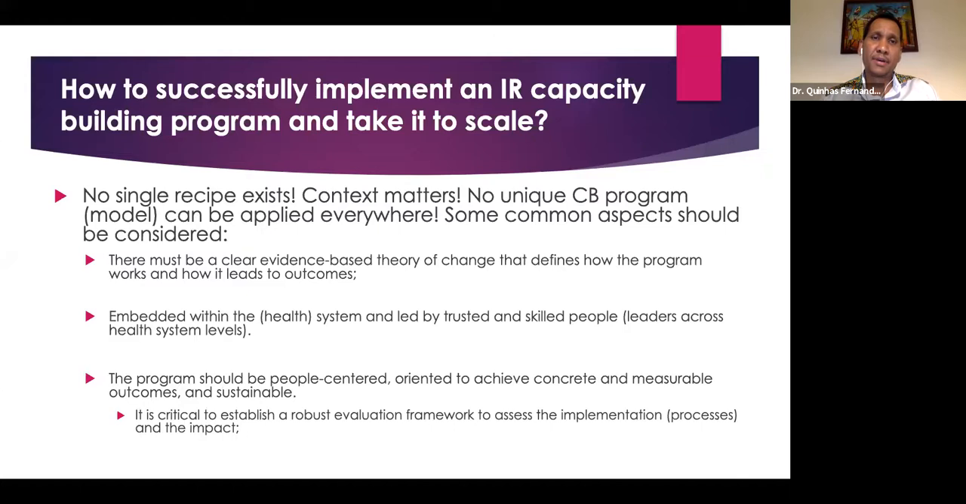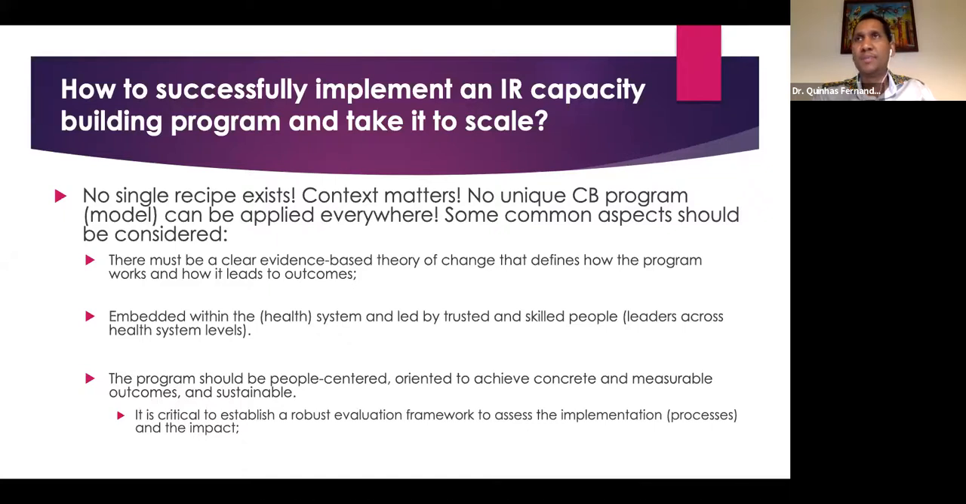A capacity building program, to me, should have a clear evidence-based theory of change with clear pathways showing how the program should work and lead to outcomes. This is critical to ensure a good understanding of what works and what does not work, and therefore be able to adjust whenever needed. A capacity building program should be embedded within the health system structure and led by trusted and skilled people. And of course, like any other program, there has to be funds committed for it.